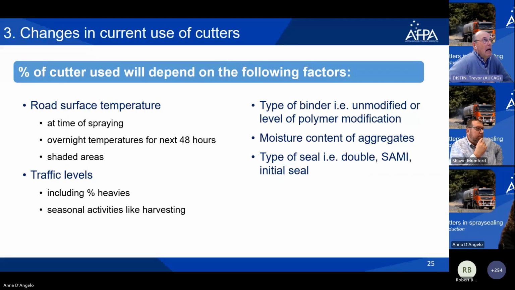And then the type of seal. Using a double seal, you don't need as much cutter in the first application of the binder and aggregate as you do in the final, because you don't want to trap cutter in the lower layer, and also you've got the benefit of the second spray and interlock of the aggregate to hold that initial spray and aggregate in place. And similarly for any seal that's going under asphalt, you also want to limit the amount of cutter that's going to be in that new seal.